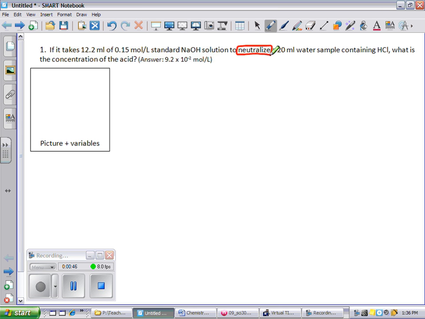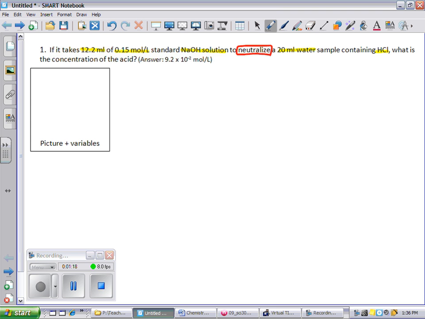For example, in the question, it says that it takes 12.2 milliliters of a 0.15 mole per liter standard NaOH solution to neutralize 20 milliliters of water sample containing HCl. What is the concentration of the acid? In this case, you're given 3 values and asked to find another. In the chemistry section of Science 30, you only learned one equation that has 4 variables, so that's another hint that you know this is a titration.